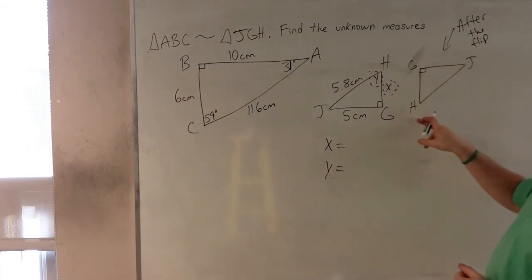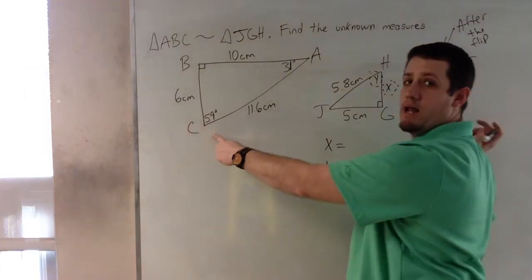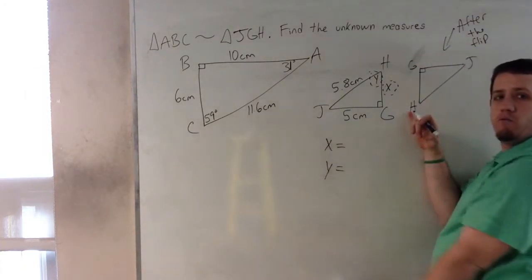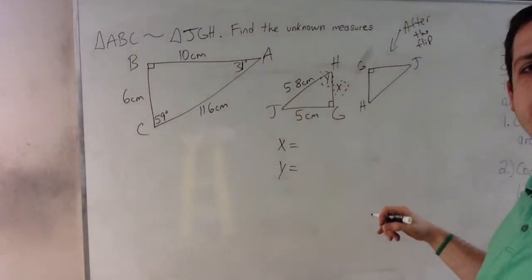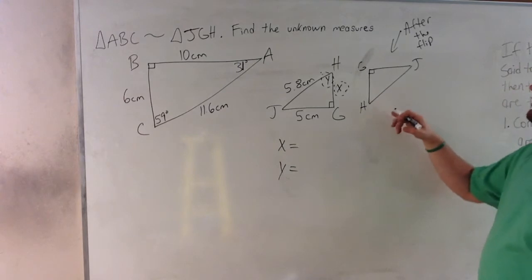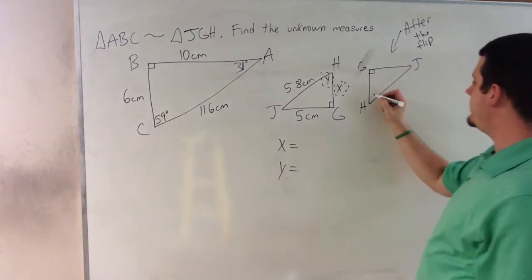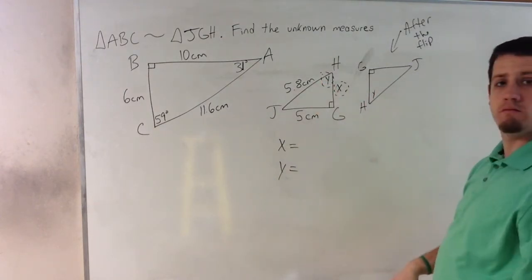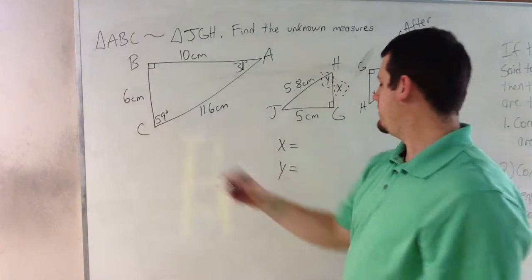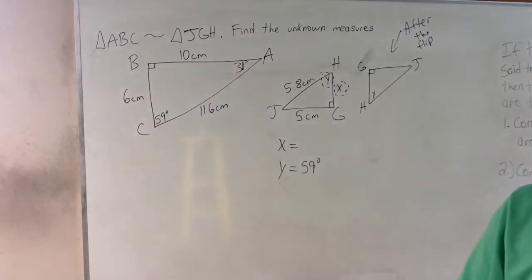Alright, so what does H correspond with? H corresponds with C, doesn't it? Same relative position, right? Kind of hard for you to see that. Let me shift. Apologize for that. Same relative position. H corresponds with C, right? So H is the one that had the Y in it, correct? So what's Y equal to? 59 degrees. Now that's pretty simple. That's straightforward.